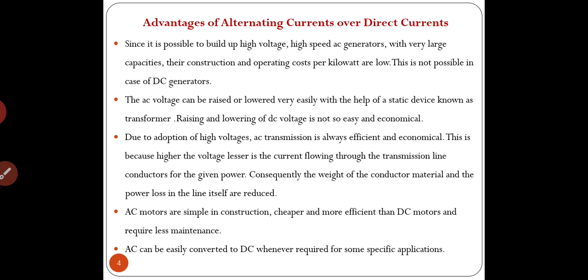AC motors are simple in construction. Always the AC motors are simple in construction, cheaper and more efficient than DC motors, and require less maintenance. AC can be easily converted to DC whenever required for some specific applications. We can understand that AC can be converted into DC easily with the help of rectifiers, that is half wave and full wave rectifiers, for some specific applications.